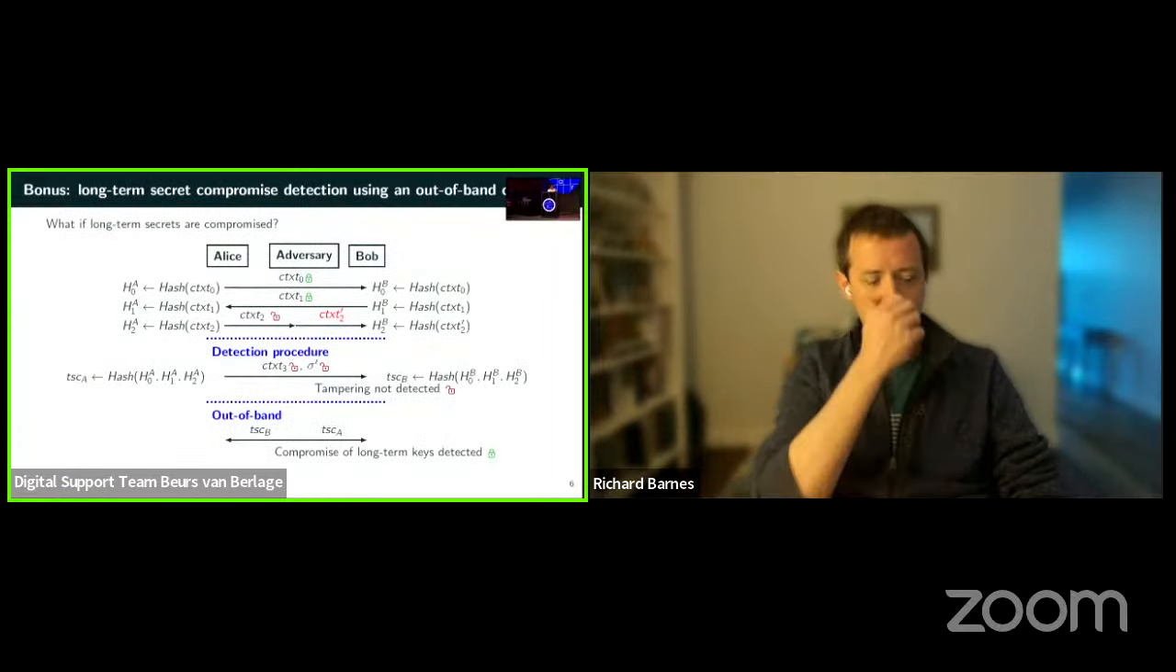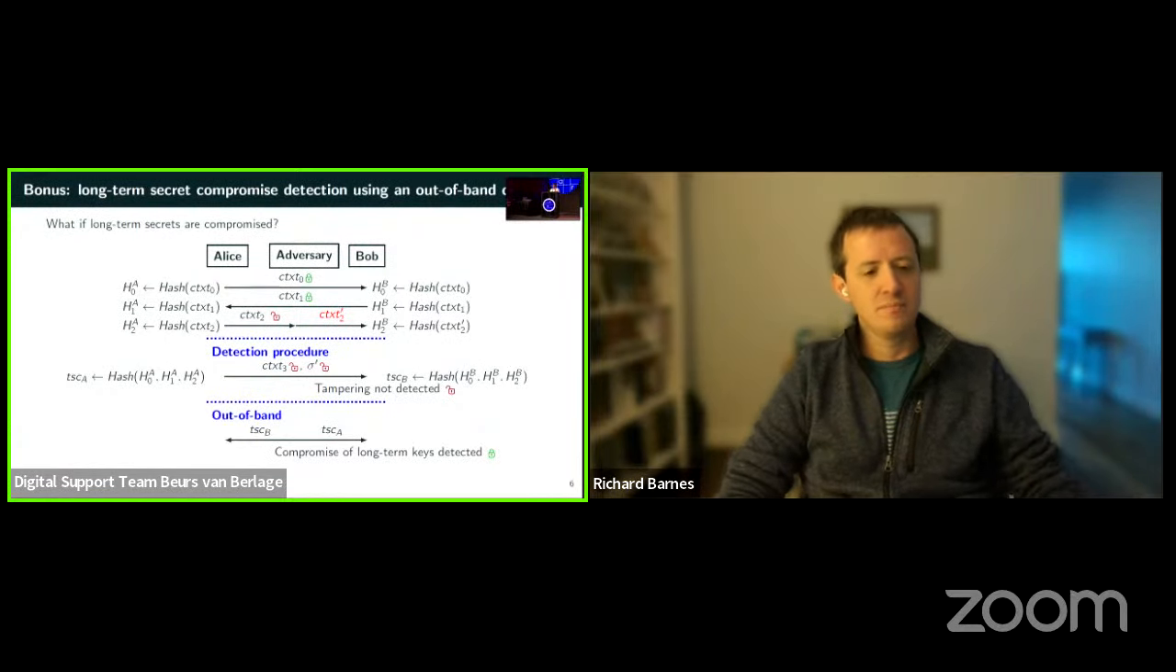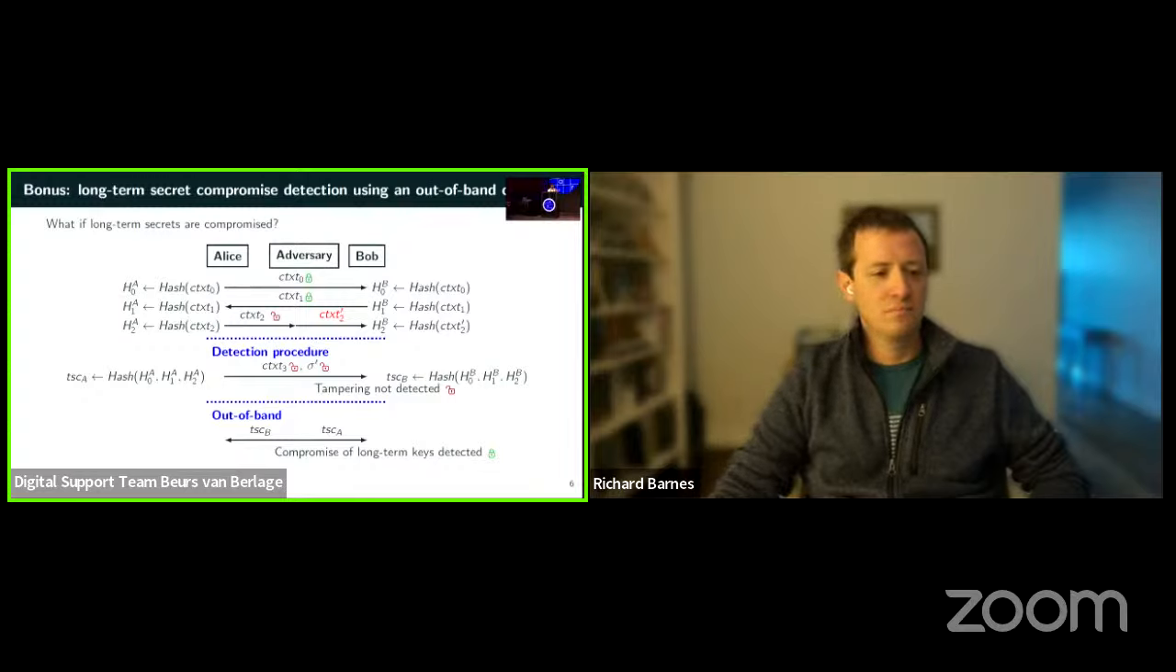However, they can use afterwards an out-of-band channel in some kind of fingerprinting mechanism to exchange their transcripts. And in this instance, they will see that the transcripts are different because there has been some injection, yet they passed the detection procedure in-band. And that is a proof for them that Alice's long-term key has been compromised.